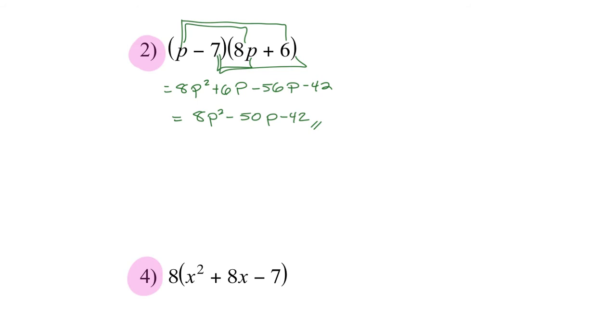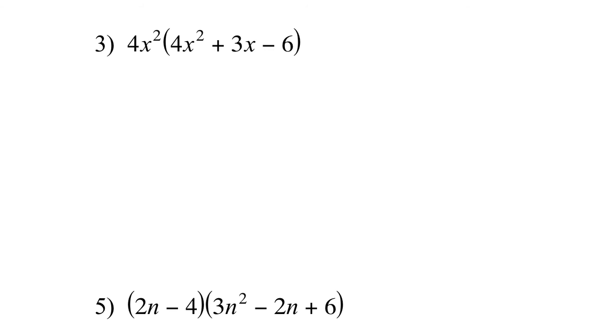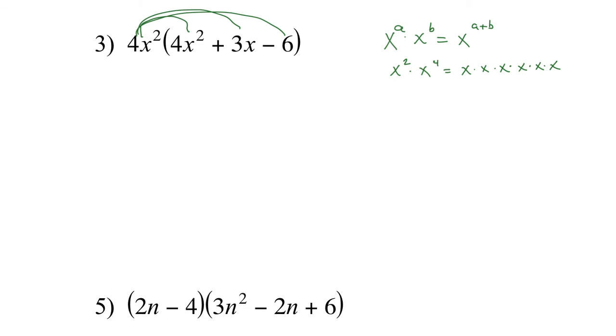Okay, let's see the next one. So here, I'm going to distribute, right? So I'm multiplying this times everything in here, just as review. Remember that when I multiply the same bases, I'm going to add the exponents. Because if I'm multiplying x squared times x to the fourth, this is the same as x times x, and then over here is 1, 2, 3, and 4. So I'm going to have 1, 2, 3, 4, 5, and 6. So it's the same as x to the 6.